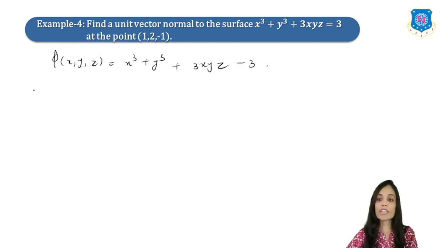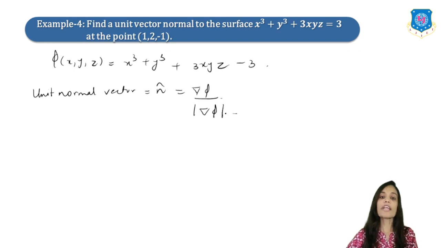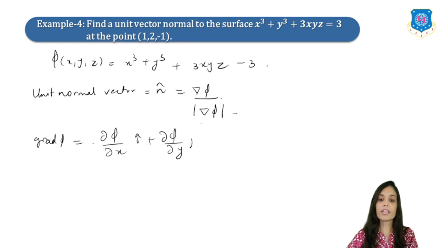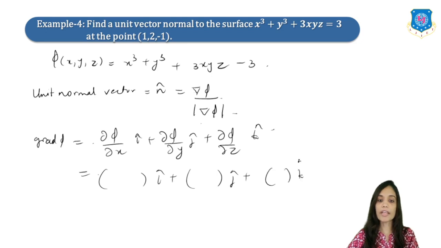Now we have to find the unit normal vector. So the formula of unit normal vector is n cap is equal to del phi upon length of del phi, that is gradient upon its magnitude. So let us firstly find the gradient of phi, right? So the formula is del phi by del x i cap plus del phi by del y j cap plus del phi by del z k cap. So now just find the derivatives with respect to x, y and z and write over here.